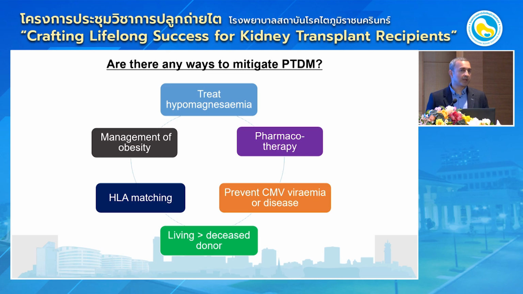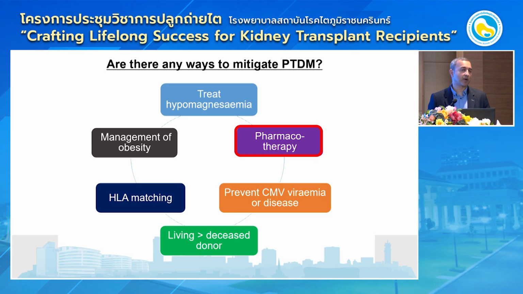So are there ways that we can reduce post-transplant diabetes or prevent it? There's an association with low magnesium levels, which is very common in the first few weeks after transplantation, especially because of the calcineurin inhibitors. However, even though there is an association between low magnesium levels and the risk for diabetes, a couple of trials have shown that replacing magnesium doesn't prevent the risk of developing diabetes.